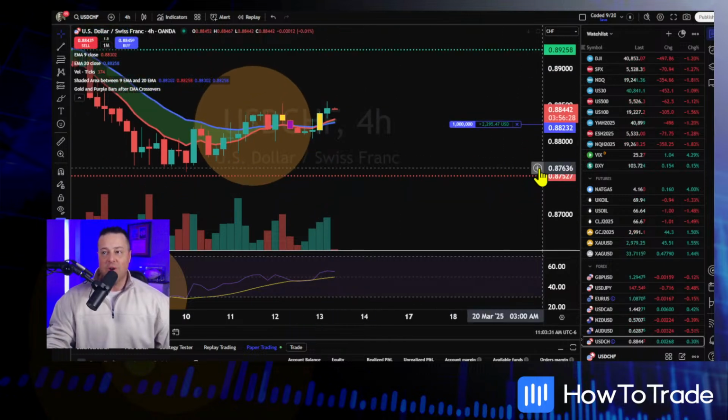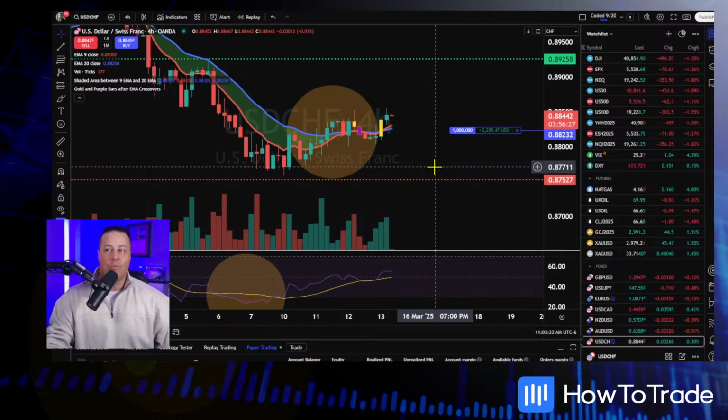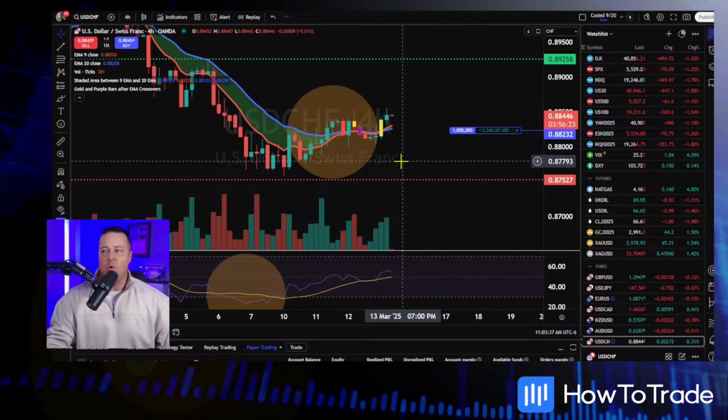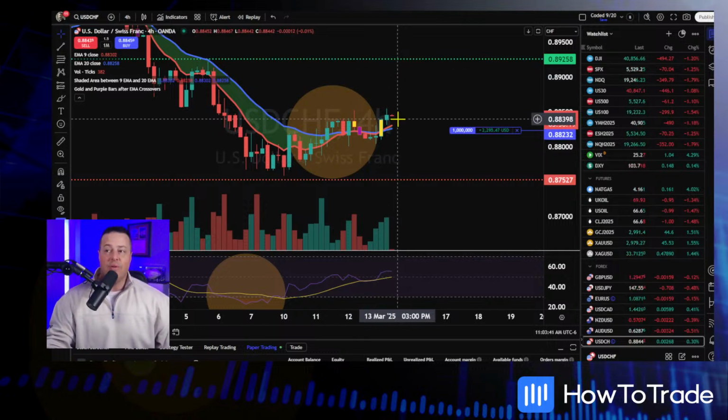Where would your profit target be? Depends on how much leverage you're using and what you want to get done. But right now I'm shooting for somewhere up around 89.25, which is quite a ways away. So we'll just wait and see if we do get that big break.